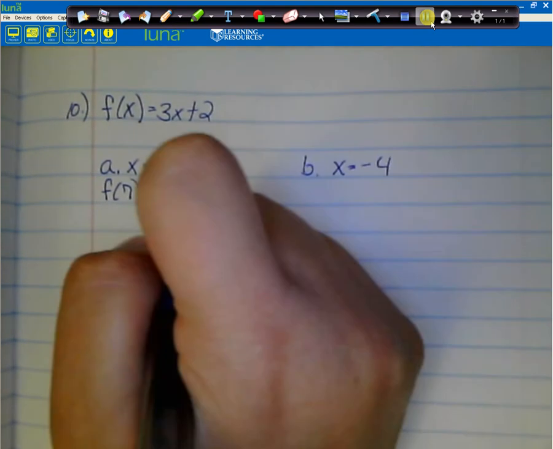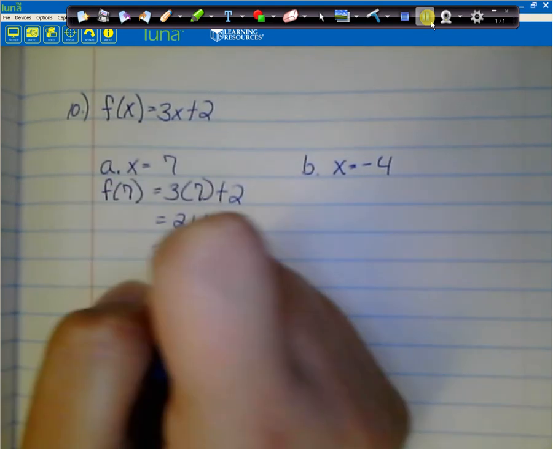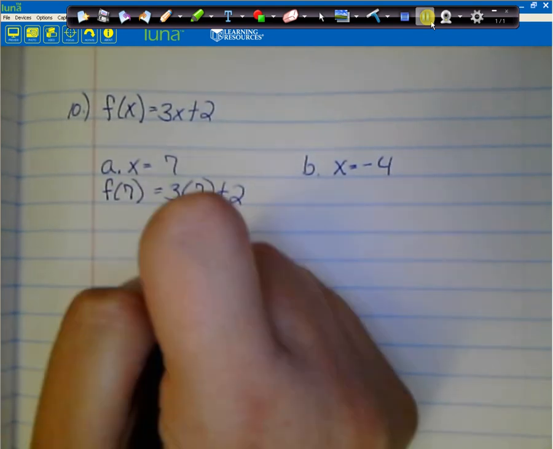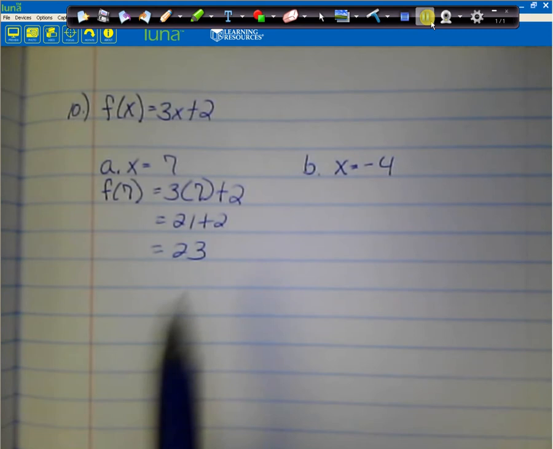3 times 7 is 21. 21 plus 2 is 23. So f of 7, or the function f evaluated at 7, equals 23.